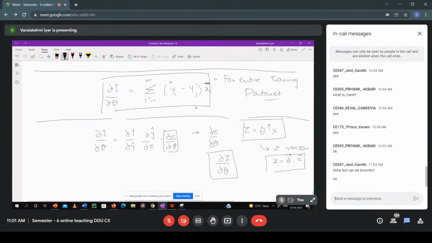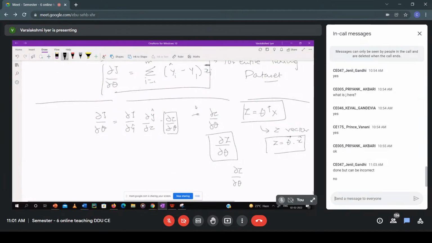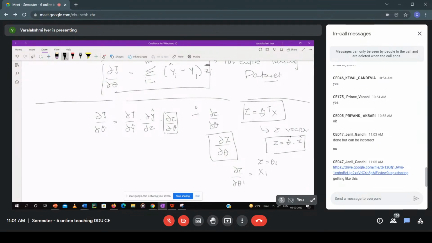For example, let us say that del z upon del theta 1 will be equal to x1, whenever z is equal to theta 0 plus.